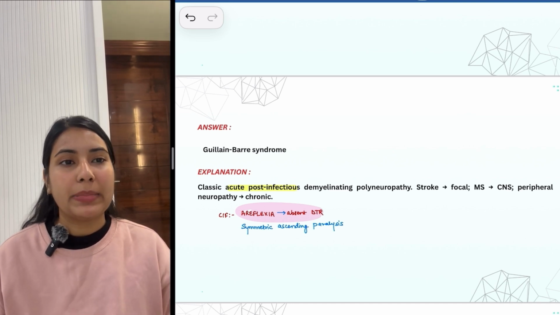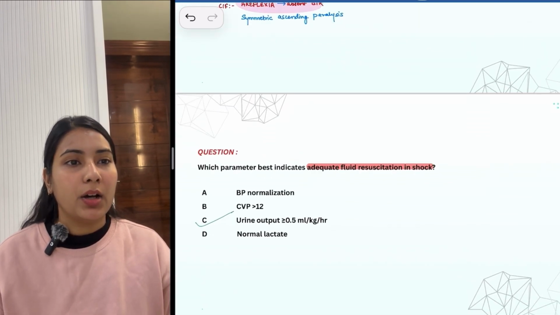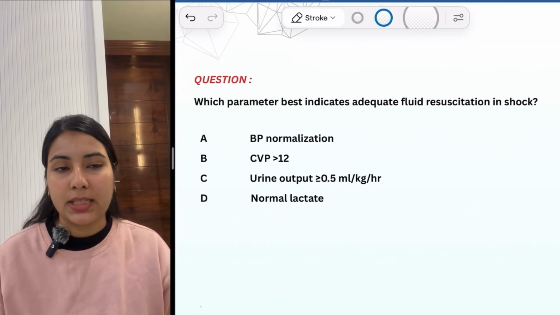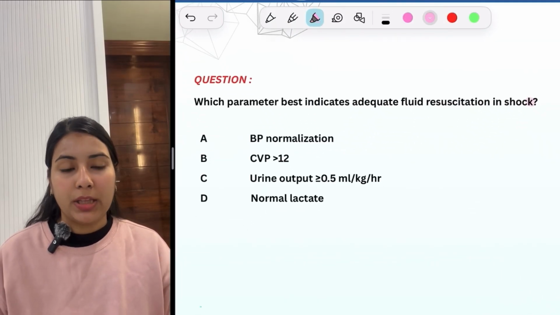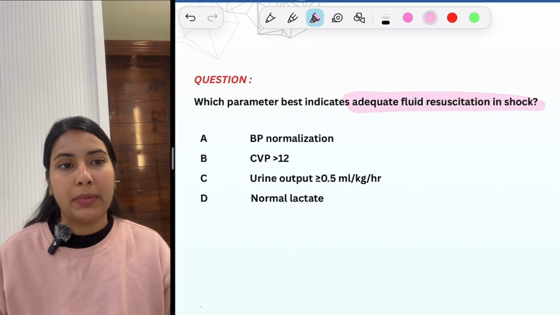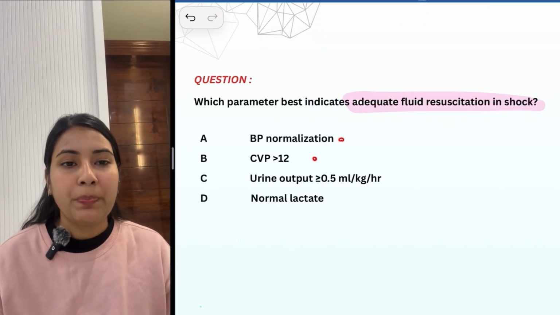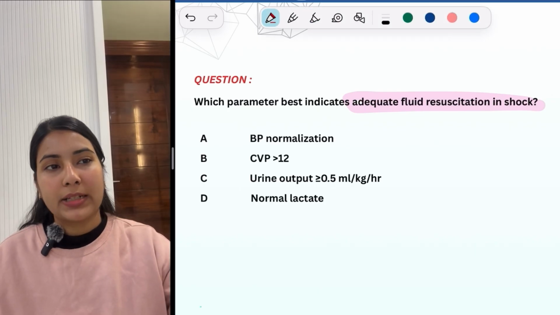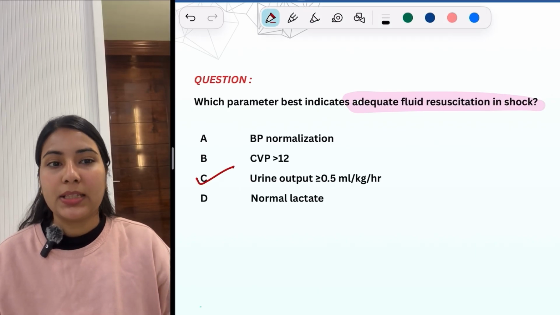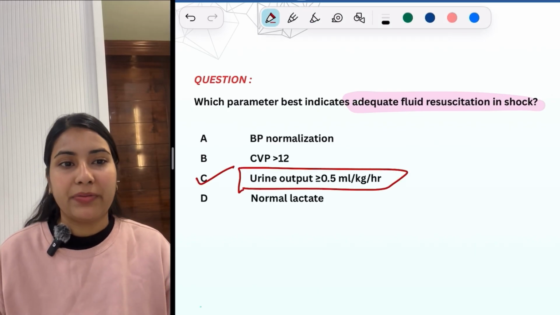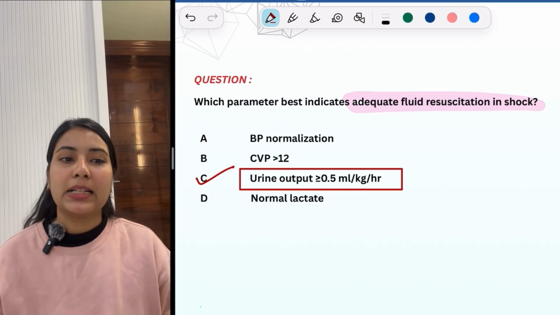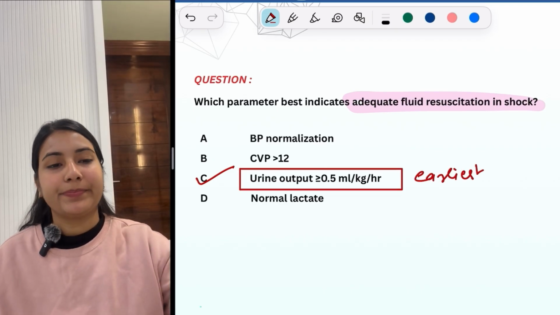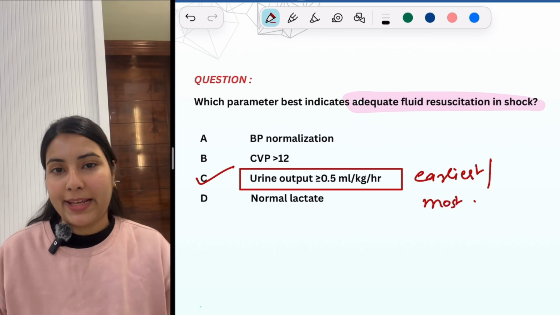Which parameter best indicates adequate fluid resuscitation in shock? Your options are BP normalization, CVP more than 12, urine output more than or equal to 0.5 ml per kg per hour, and option D is normal lactate. So for adequate fluid resuscitation in shock, the best option is urine output more than or equal to 0.5 ml per kg per hour. It is the earliest and the most reliable perfusion marker, right? Moving on to the next question.